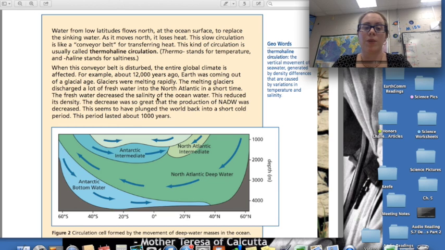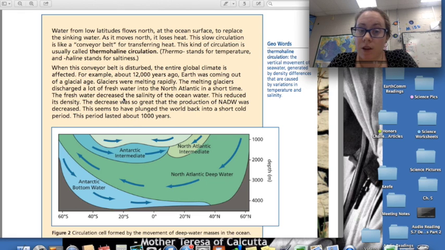For example, about 12,000 years ago, Earth was coming out of a glacial age. Glaciers were melting rapidly. The melting glaciers discharge a lot of water. So when they discharge, it's kind of like being discharged from a hospital. It's given off. You're allowed to go. A lot of water into the North Atlantic. So the melting glaciers released a lot of water into the North Atlantic in a short period of time.